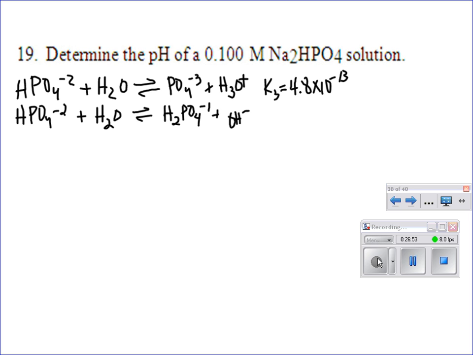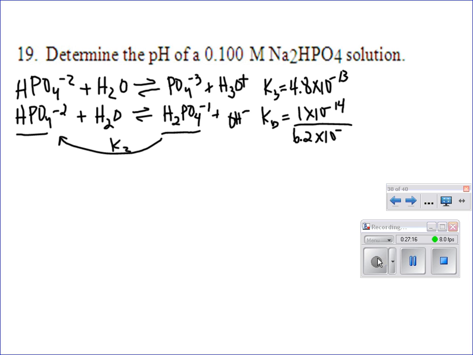Now let's go ahead and find the other one. Well, I know I need a KB. So KB is equal to 1 times 10 to the negative 14th, which is this, K1. If we think about this going reverse, that's K2. So it is a K2, is 6.2 E negative 8, giving me an overall KB of 1.6 times 10 to the negative 7th.